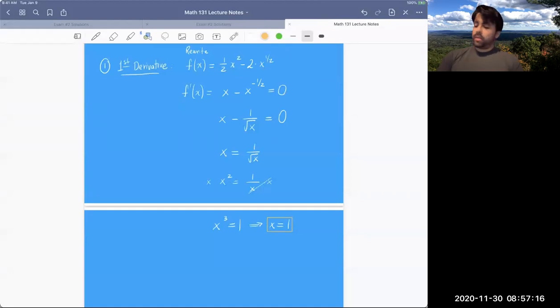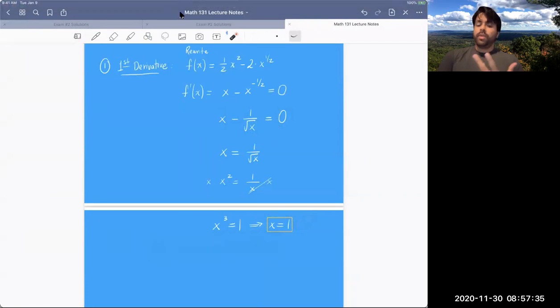And just in case, you guys, let's check. If x equals 1 and I plug it in here, what do I get? 1 minus 1 over the square root of 1. But 1 over the square root of 1 is 1. 1 minus 1 is 0. So this works. Critical number.